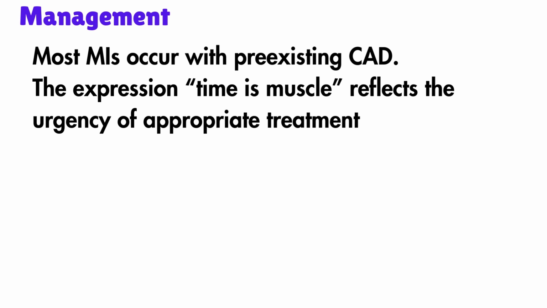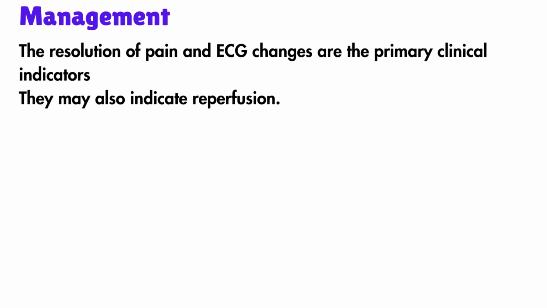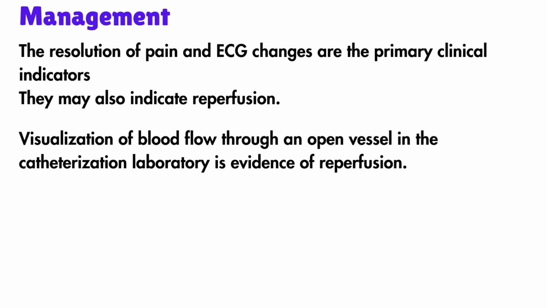Most MIs occur in the person with pre-existing coronary artery disease. The expression "time is muscle" reflects the urgency of appropriate treatment to improve patient outcomes. The resolution of pain and ECG changes are the primary clinical indicators that demand and supply are in equilibrium. They may also indicate reperfusion. Visualization of blood flow through an open vessel in the catheterization laboratory is evidence of reperfusion.